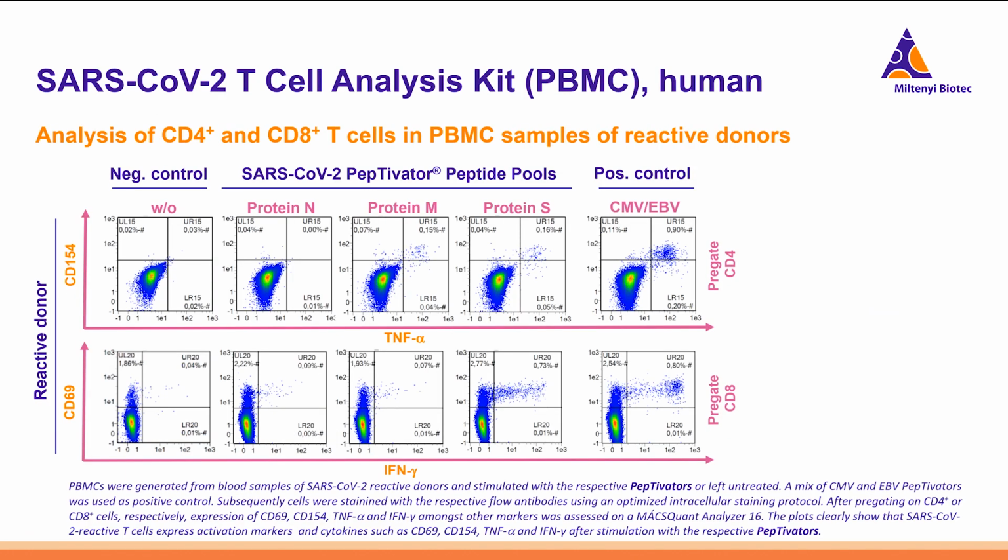In this nice example, we stimulated PBMCs of SARS-CoV-2 reactive donors with the aforementioned SARS-CoV-2 Peptivator Peptide Pools as indicated. A mix of CMV EBV Peptivators was used as positive control. We pre-gated then either on CD4 or CD8 positive T cells and assessed CD154 and TNF-alpha expression as well as CD69 and interferon gamma expression respectively on the MACSQuant Analyzer 16. As you can see, the reactive donors' T cells respond specifically to the stimulation in comparison to the negative control with the expression of the respective activation markers and cytokines.